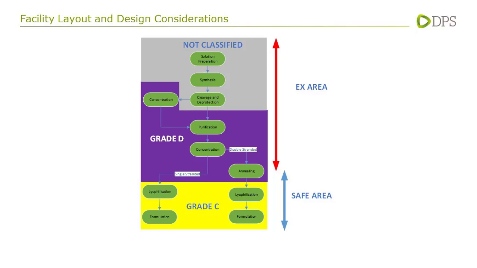The annealing step similarly has a grade D requirement. Normally there is no solvent present at this stage, so the area could be classified as non-hazardous. But use of solvents is an option for some processes, so this classification may vary depending on the situation.